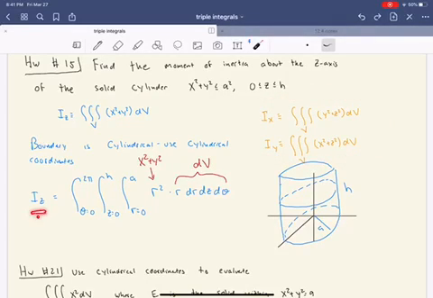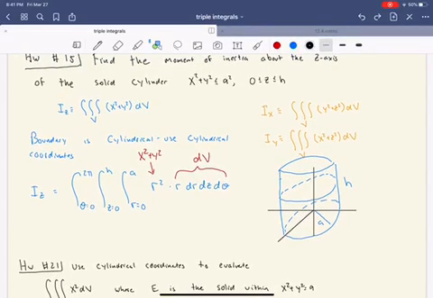So, I sub z is the integral, we'll talk about that integral in a second, of x squared plus y squared dv. Remember in cylindrical coordinates, the dv has an r dr dz d theta. So r goes from 0 to a. That's this part of the, let me draw it.